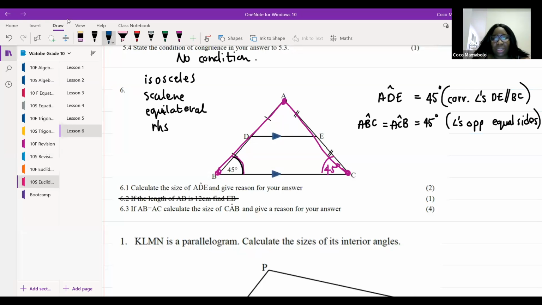So what that actually means is if this is 45 degrees, and this one is also 45 degrees, then the sides opposite them must be equal to each other. Okay. Now, can we find the angle A? If we know what that one is and what this one is, can we find the angle A? Yes. Okay, how do we do that?